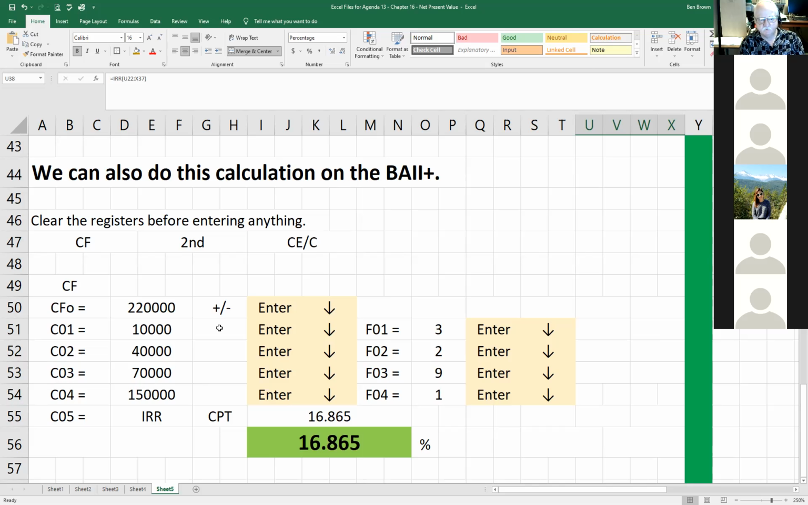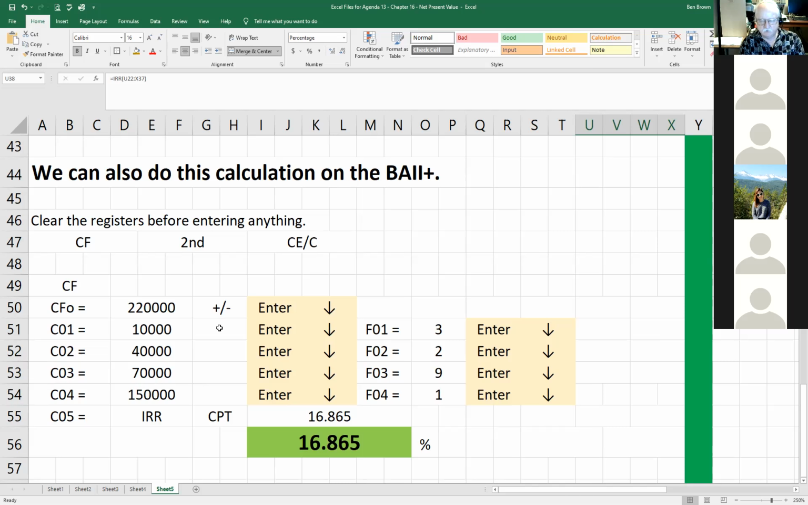Then we have 40,000. And this is happening twice. So the frequency is twice, enter down. Then we have 70,000. And this is happening 9 times, enter down. And then we have 150,000, enter down. And this is happening once, enter down.